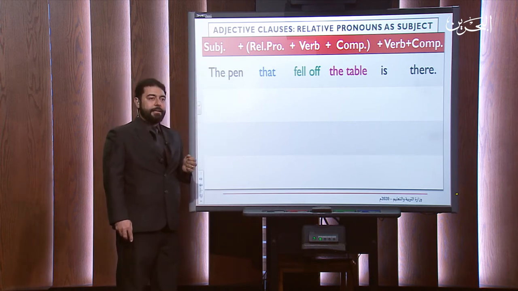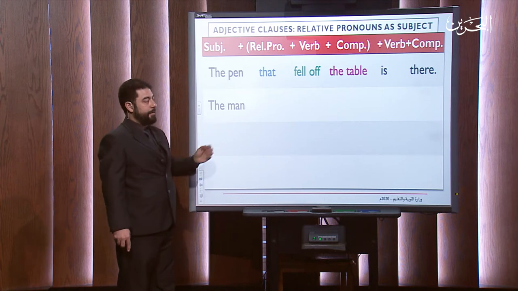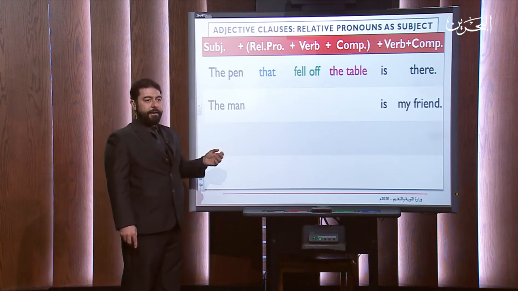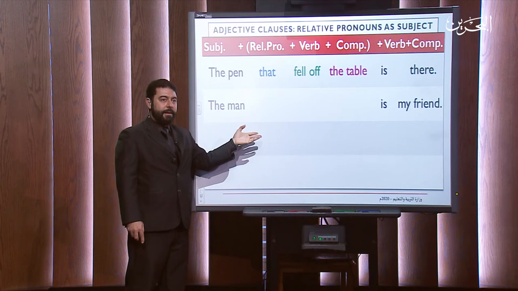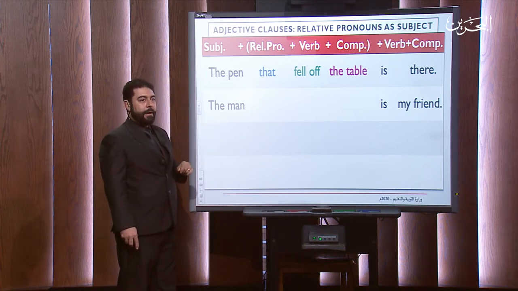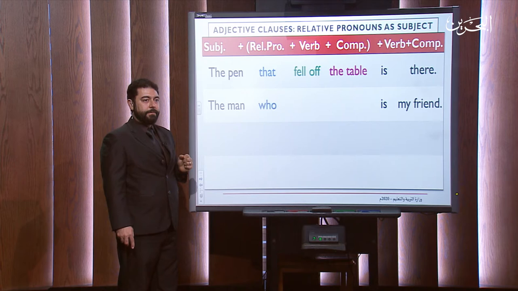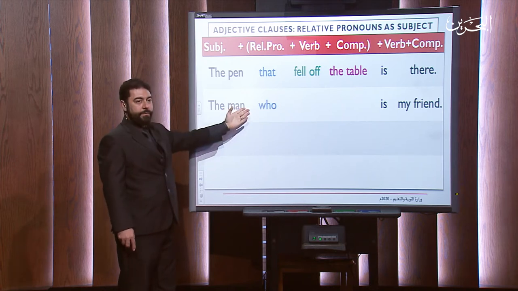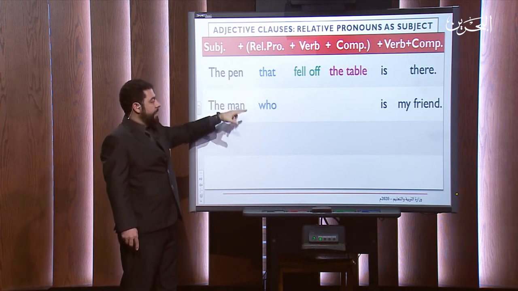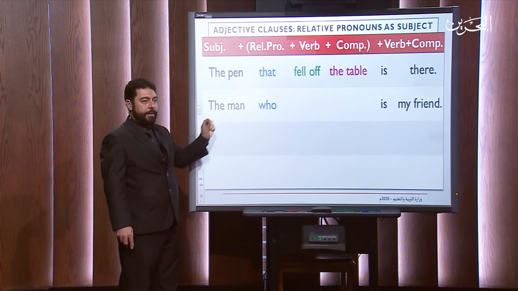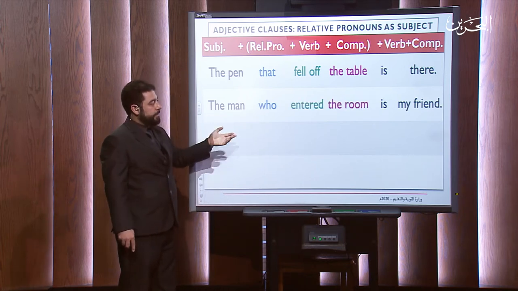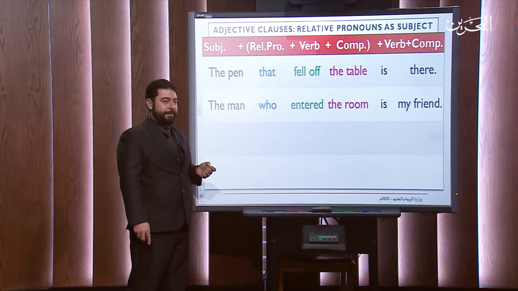Let's check another example. The man, this is a subject, is my friend. The man is my friend. I would like to further describe the man, so I use an adjective clause. I say, the man who. You see? That, we use it for things, and who, we use it for people. The man who entered the room is my friend.